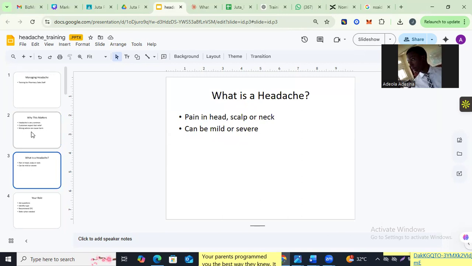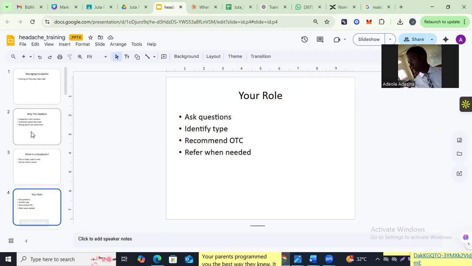So what is headache? Headache is pain in the head, in the scalp, or in the neck, right? We've all had headache and we know what headache is. What is your role as a staff?